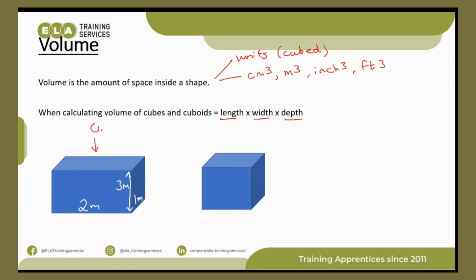So here we have a cuboid, which is a 3D rectangle. So here we do 2 times 3 times 1. 2 times 3 is 6 times 1, and it's 6 metres cubed. Say now we have a cube, and we're only actually given one length, which is 5 metres. What do we know about cubes? All the sides are the same. So here we're going to do 5 times 5 times 5, which is 125 metres cubed.